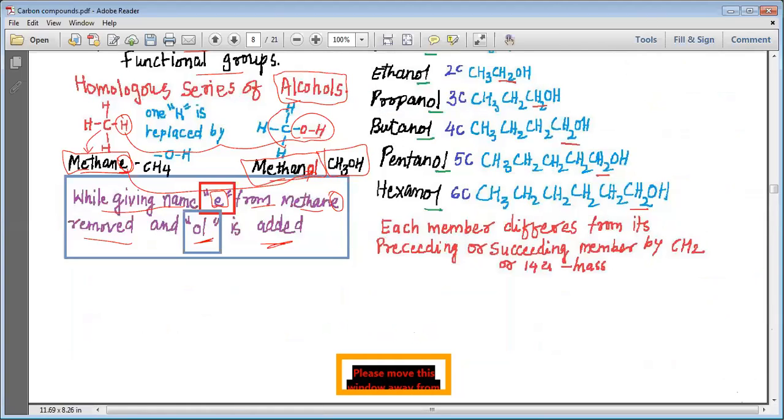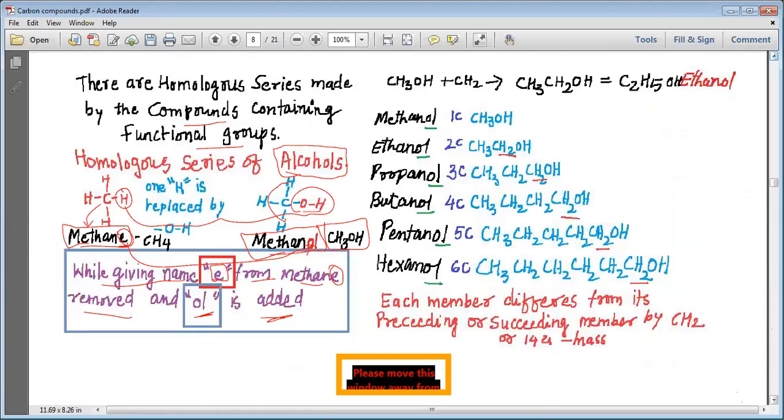In the same way, my dear students, we give names to the various other alcohols. You can see that when CH2 is added to CH3OH, it becomes CH3CH2OH. So there is a difference of CH2 between CH3OH and CH3CH2OH. This is how we form the homologous series. This CH3CH2OH can also be written as C2H5OH, which is known as ethanol.